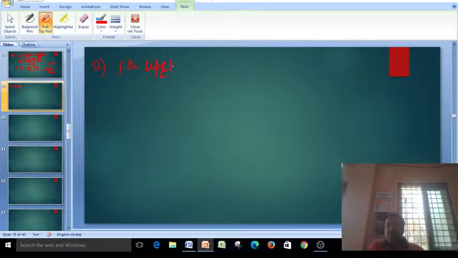For upstream, the change in velocity is V minus U. Here, what is V? V is nothing but the speed or velocity of the man, and U is nothing but the water velocity. Next I am taking here downstream.